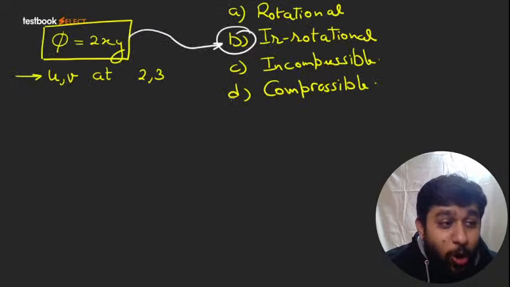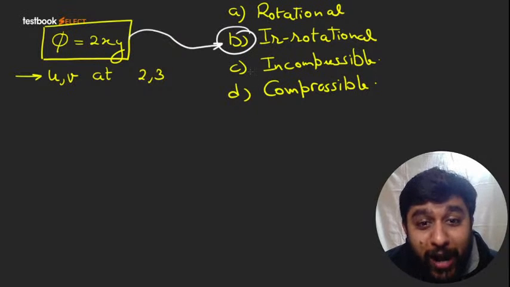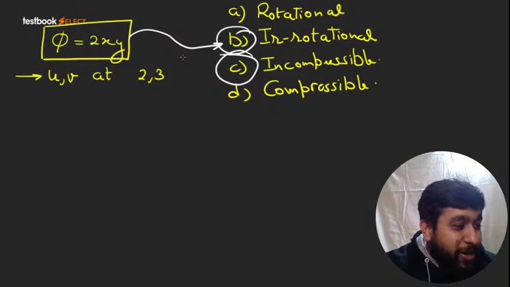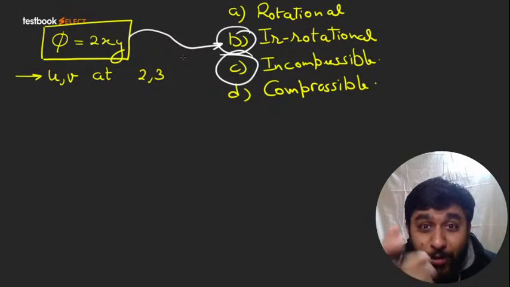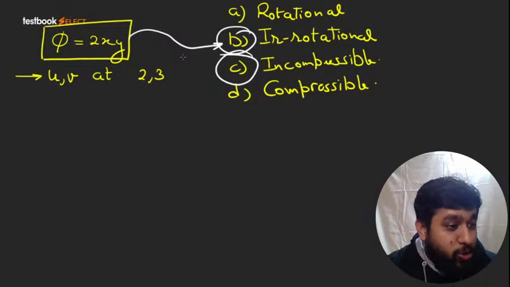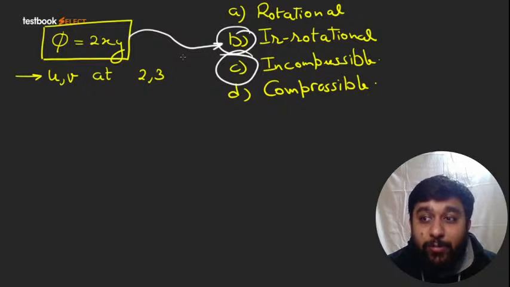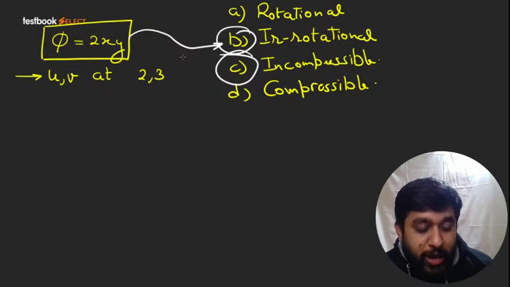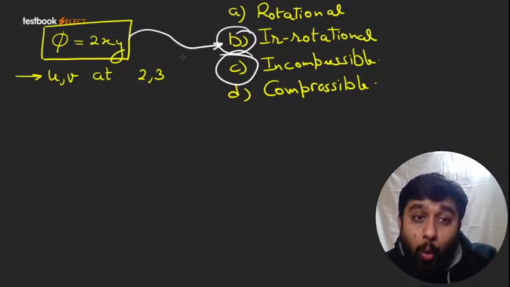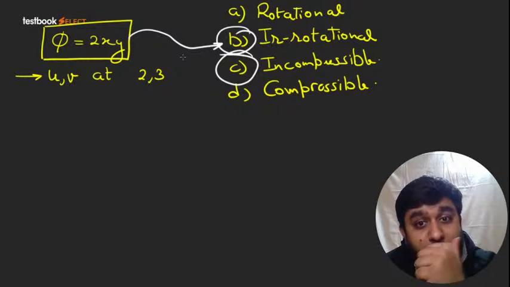Now guys, please note, Tejeshwar beta, you know this is an MSQ question and there are 2 correct answers in this. This is an MSQ question and in this MSQ question there are 2 correct answers, you know. Actually the flow is incompressible also. Now you will ask me, sir, how come the flow is incompressible? Just now you said that velocity potential function is defined only for irrotational flow.